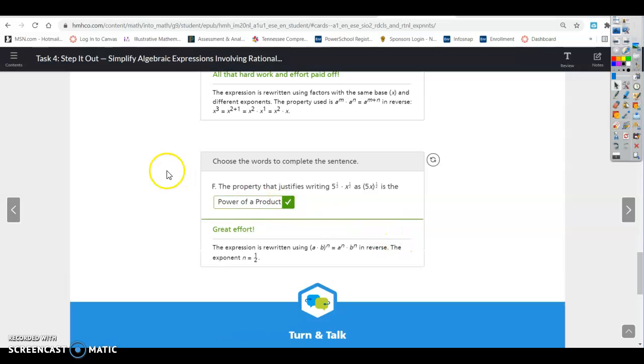All right, so that's just talking about properties of exponents and seeing how they work. That is task 4. If you have any questions, please let me know.